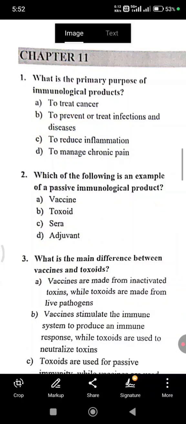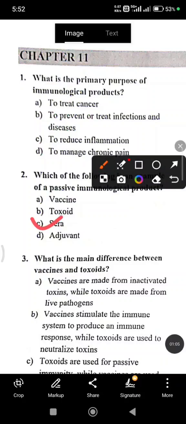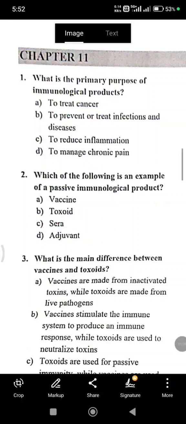Let's go to question number 2. Which of the following is an example of a passive immunological product? Option A vaccine, option B toxoid, option C sera, option D adjuvant. The right answer of this question is option C, sera.